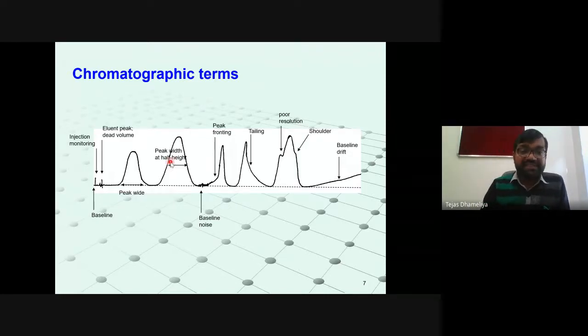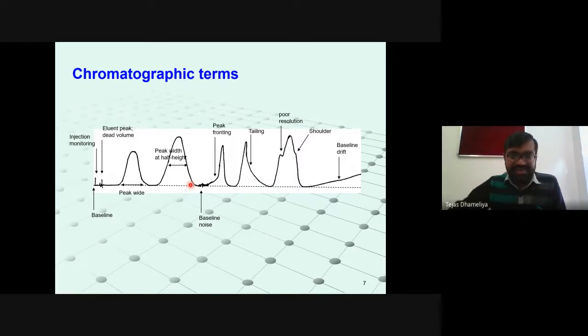Then after this, there is something called the peak width, which means the width of the peak at the baseline, starting from here to here. That is called the width of the peak, in terms of length. That is called width. There shall be some height of this peak also. This is the height of the peak.